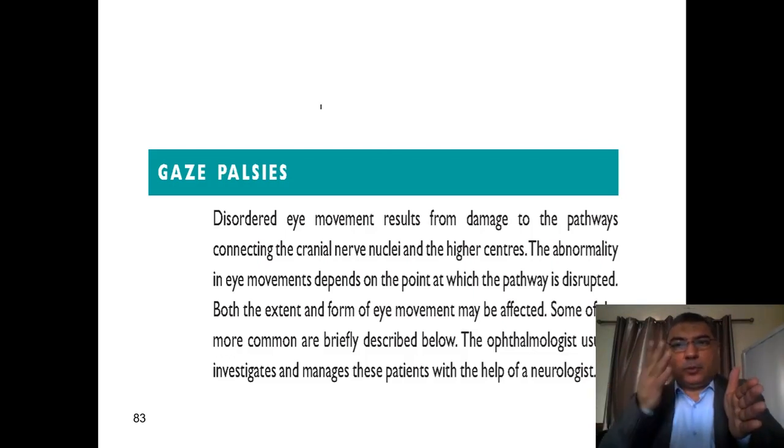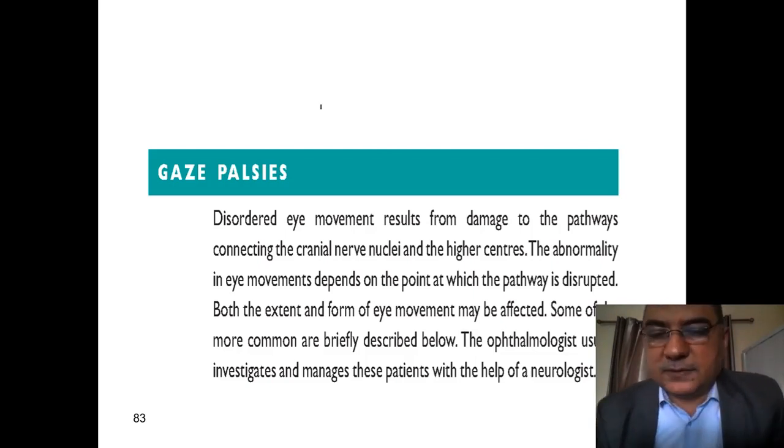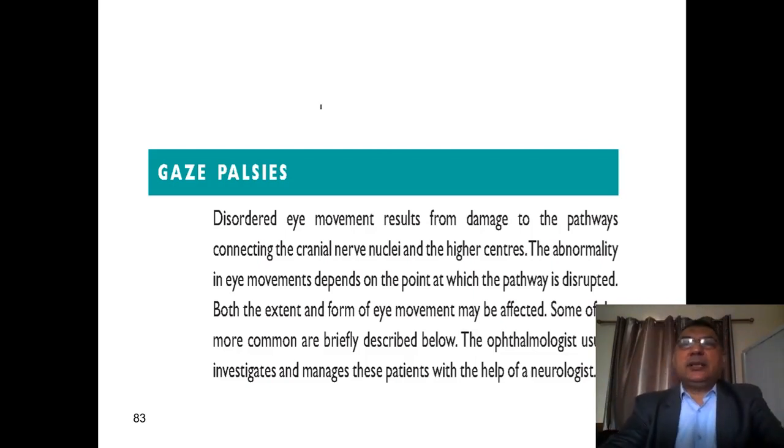If you examine the left eye motility by covering the right eye and asking the patient to look in different directions, the medial rectus is functioning and all the muscles are functioning. So this type is called internuclear ophthalmoplegia. It is due to a lesion of the medial longitudinal fasciculus.